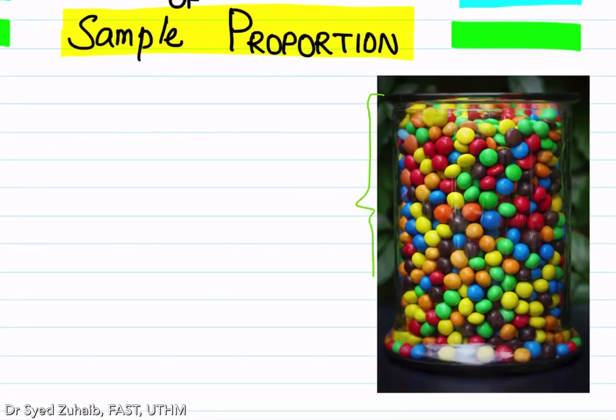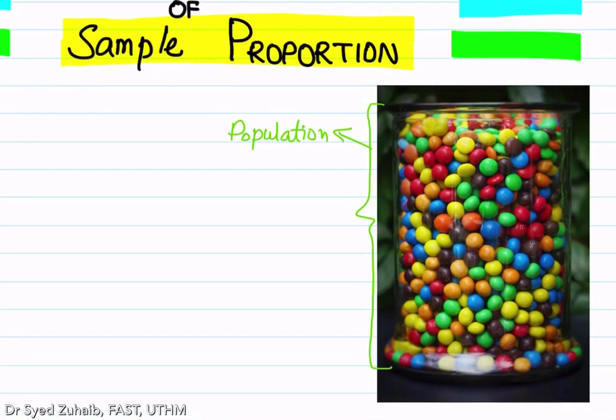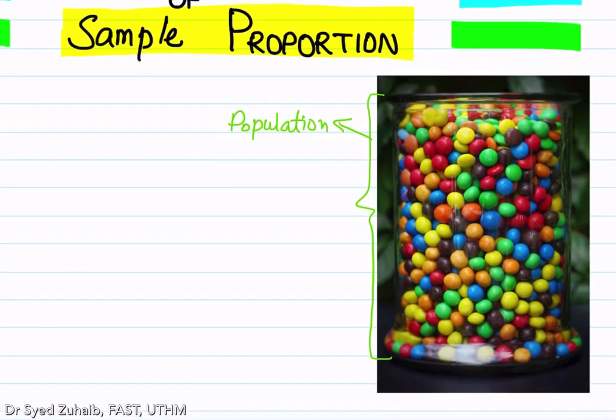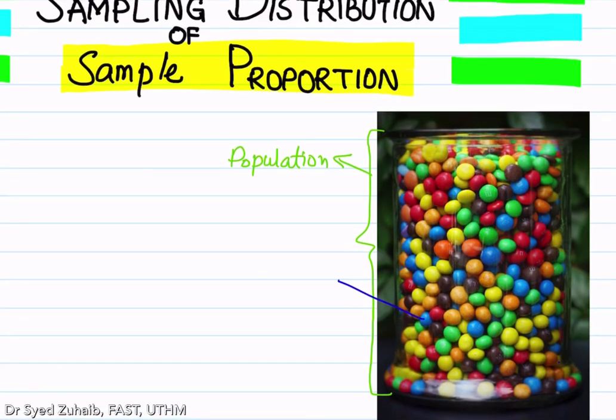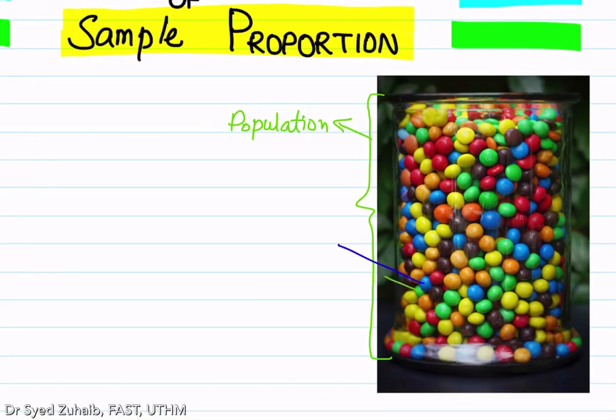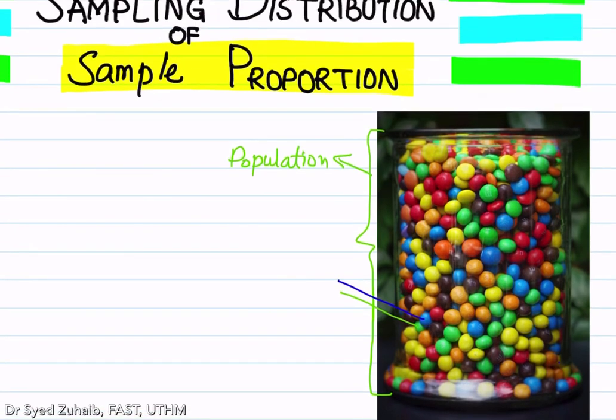Let us consider this candy jar represents a population of candies, just like a real life population of human beings. And different colors of candies represent diversity of that population. And each color being a characteristic of that population.